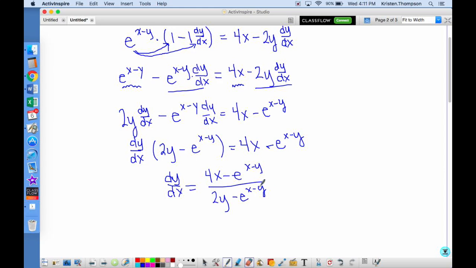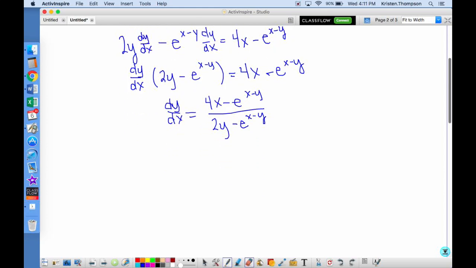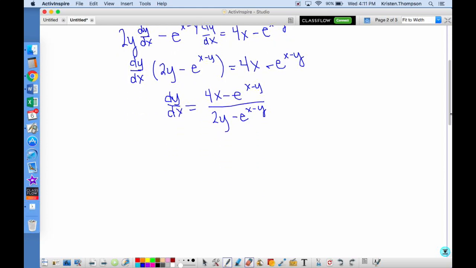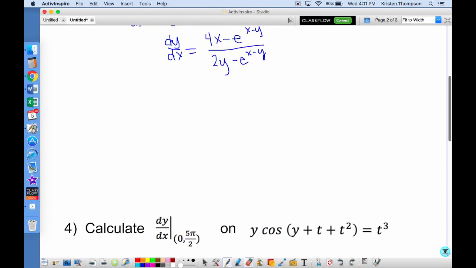Unfortunately, this particular derivative cannot be simplified. Even though there is an e to the x minus y in both the top and the bottom, because they're separated by subtraction, we can't cancel out one single term. This is our final answer. Let's move on to our fourth example.